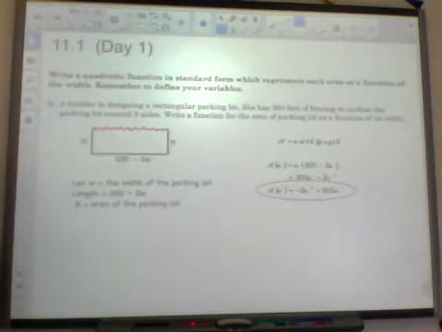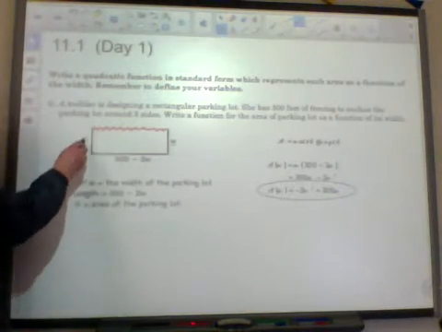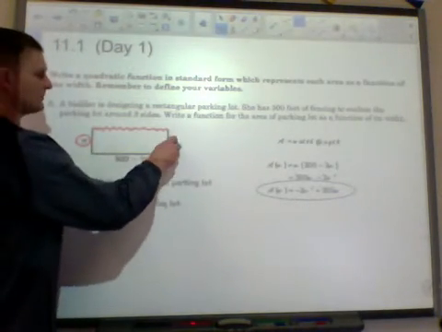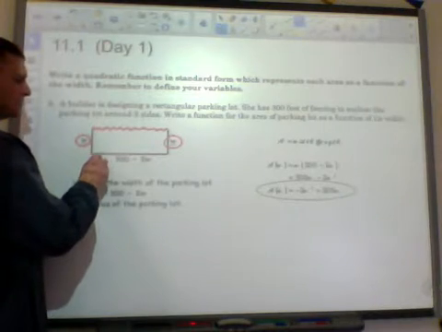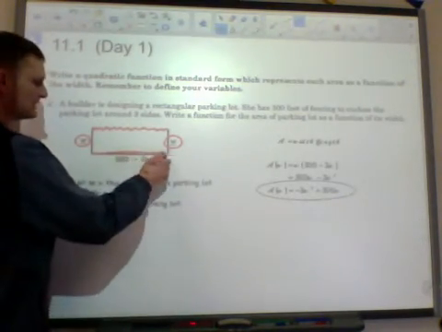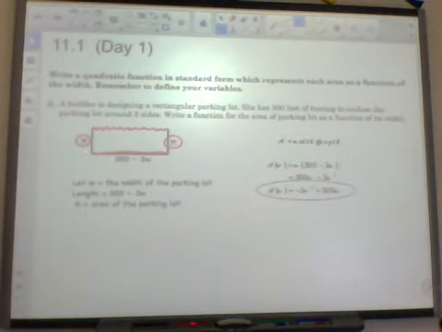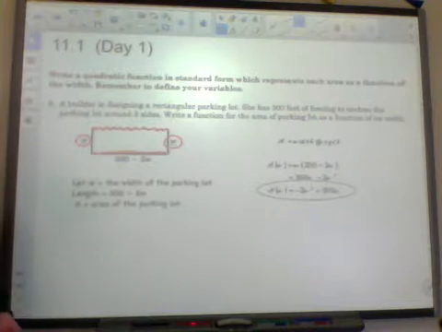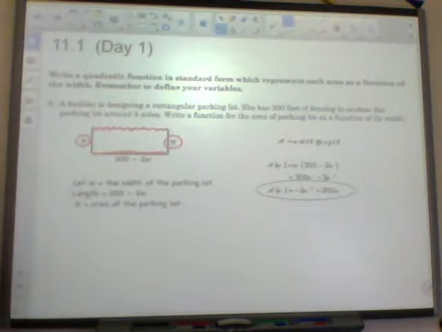As you look here, we have 300 feet of fencing. That means if this is W and this is W, then this side here would be 300, take away the 2W. 300, take away the 2W. Now what we're going to be discussing today, and this is similar to what we did last week, is finding the formula, or the expression I should say, for area.